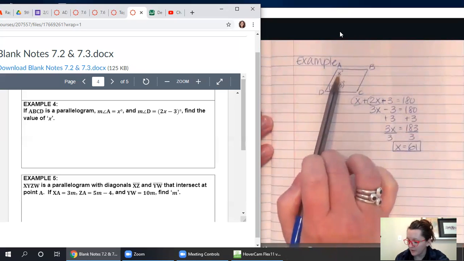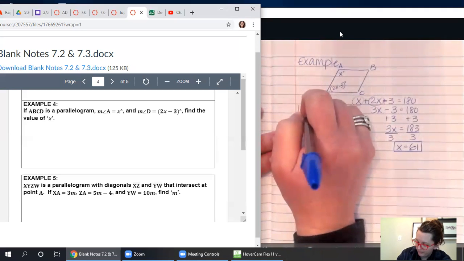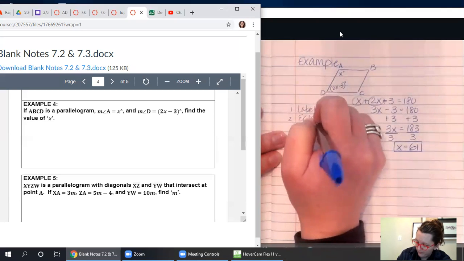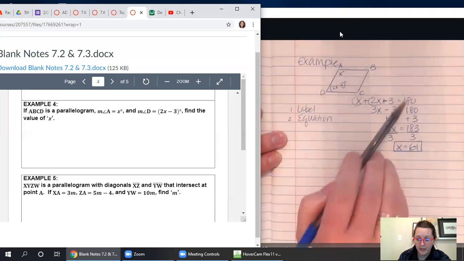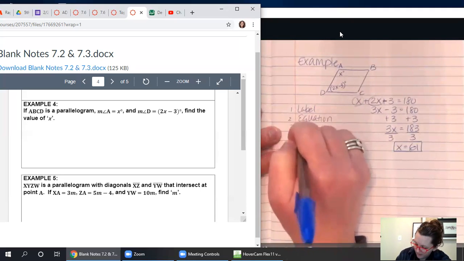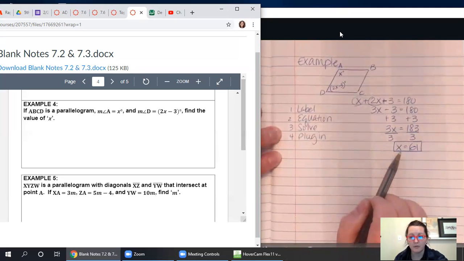Okay, so when we're solving the equation, we're going to follow our steps. Remember, label, write the equation, which we did here, right? Because we know that they equal 180. Solve, and plug back in. Well, in this case, we didn't have to plug back in. They just asked us to solve, so we're good to go.